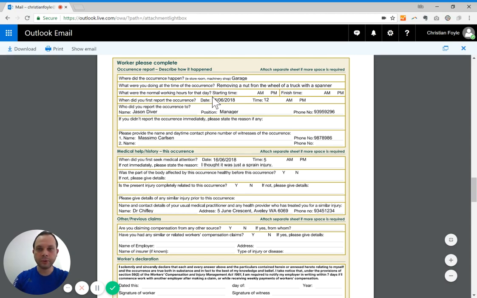You have to state your ordinary working hours for that day. So for example, it might be 9 o'clock a.m. to 5 o'clock p.m. Next, you have to state when you reported the occurrence. So here I've put that he reported the occurrence on the 14th of June 2018 at 12 o'clock p.m. So that was the same time that he ceased working.